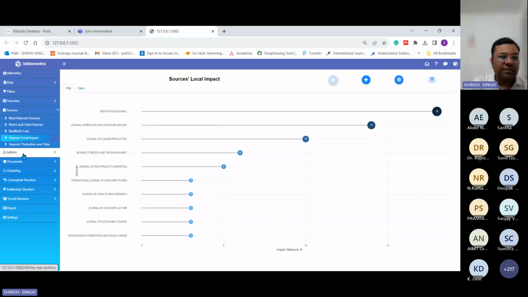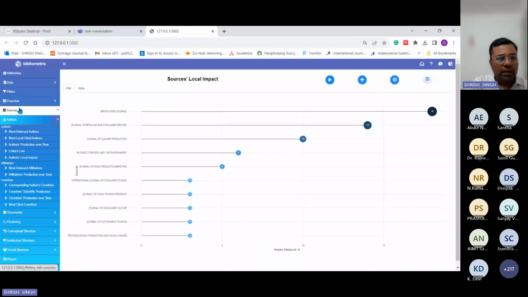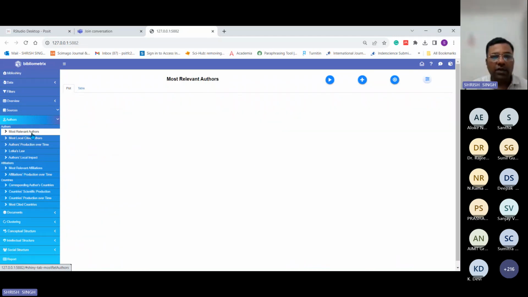Next, we are coming to the next metric that is related to the author. So again, BiblioShiny will be giving the result of which is the most relevant author. As you have seen in sources, which is the most important or most relevant source, you found that British Food Journal is the most relevant or impactful source. Similarly, you can find which author is the most significant author. You can click on the most relevant author and you can find the result, the most significant or impactful author, who is.